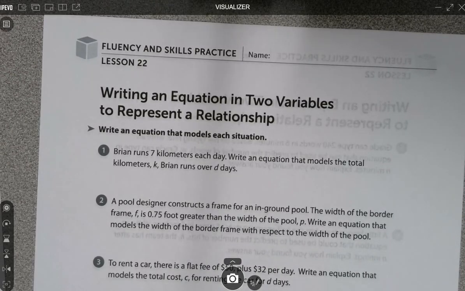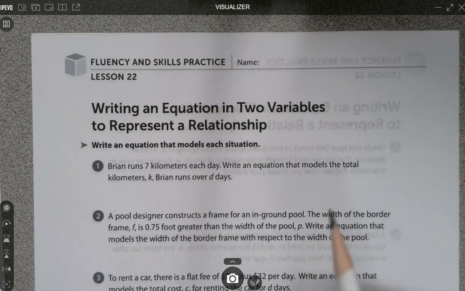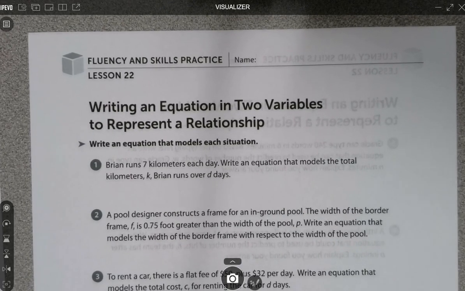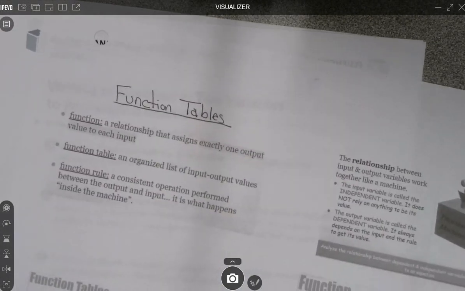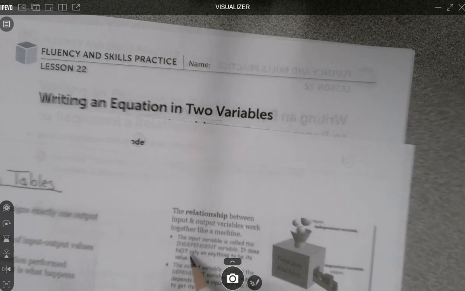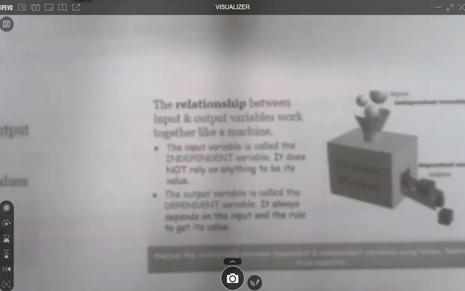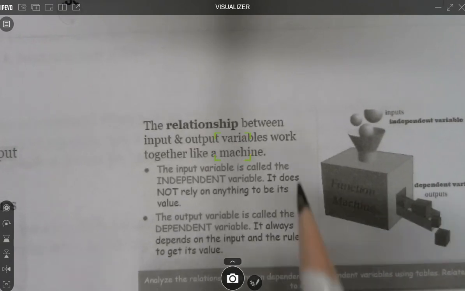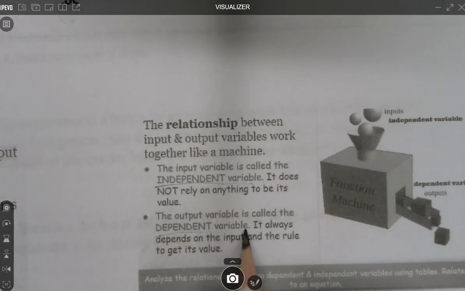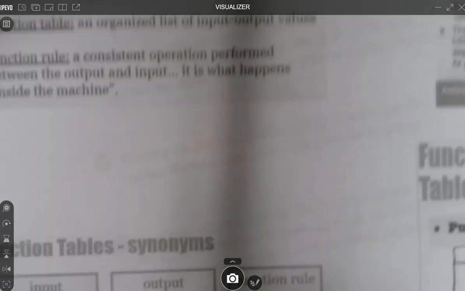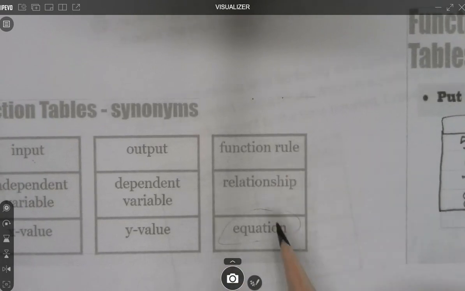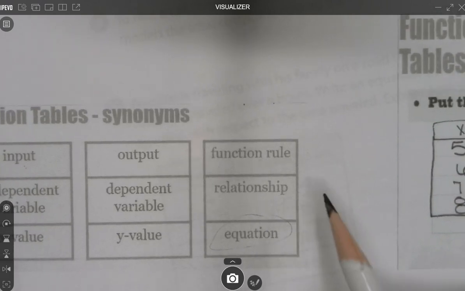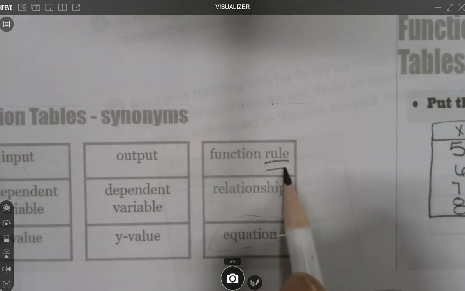Okay, so today we are going to talk about writing an equation in two variables to represent a relationship. And when it says relationship, it's talking about between an independent variable and a dependent variable. So when it says relationship, it's talking about an equation. So these are synonyms. You have a relationship, or else it's called an equation, or what is the function rule.